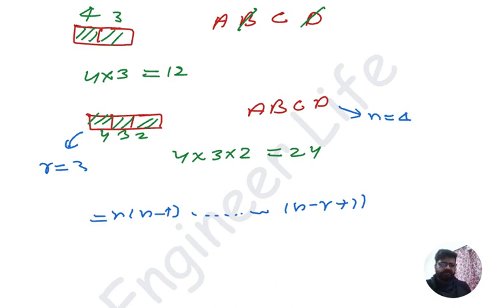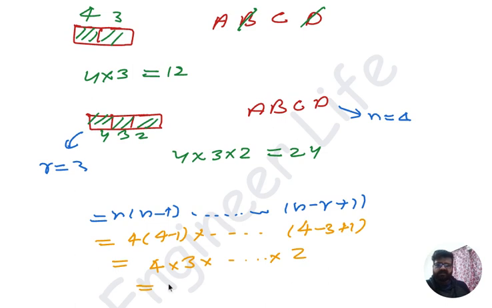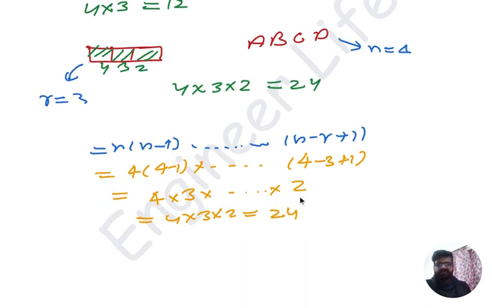So if you put in the values, the value of n was 4, and 4 minus 1, and up to the value of n minus 3 plus 1. So you will see 4 into 3 into, this is 4 minus 3 plus 1, which is 2. So the answer is 4 into 3 into 2. The answer is 24. So my dear, you can see this is a formula, and this way is called permutation.